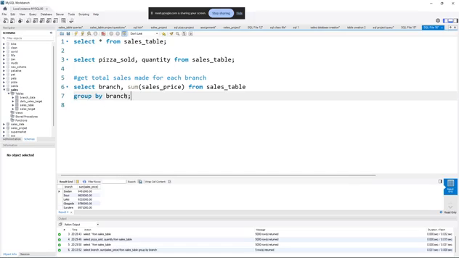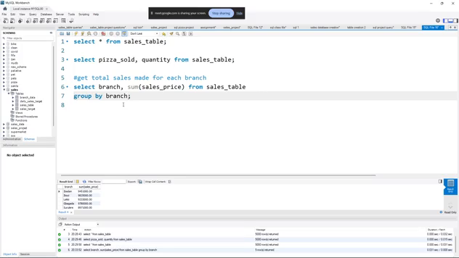So now, this answer I'm getting, I want to sort it. I want it to be sorted from the highest to the lowest. I don't just want it to be anyhow. This thing just brought it out anyhow: Ibadan, Ikoyi, Lekki, Gbagada, Surulere. I want the one that made the highest sale to be the first branch here. So I have to order it.